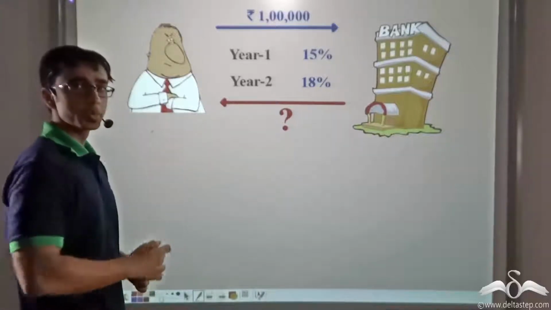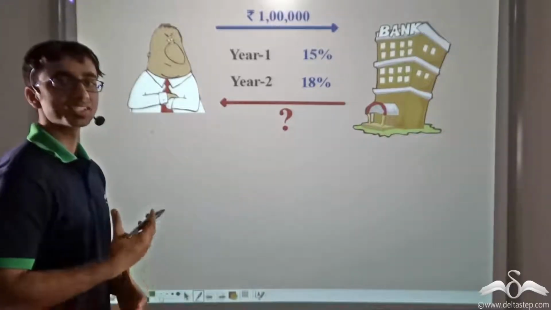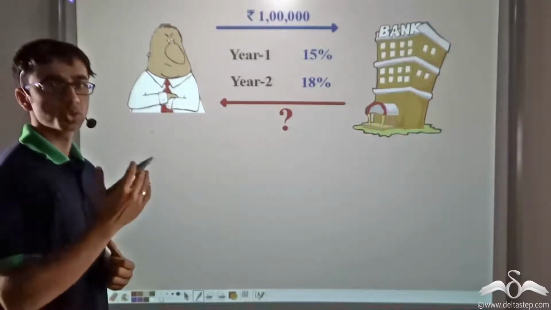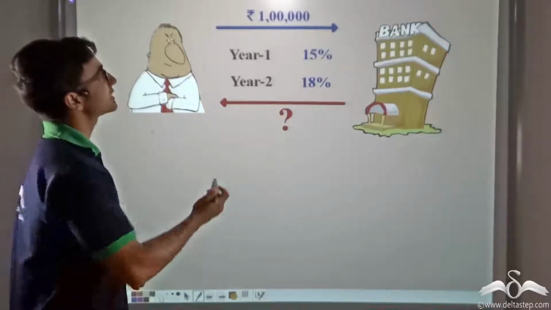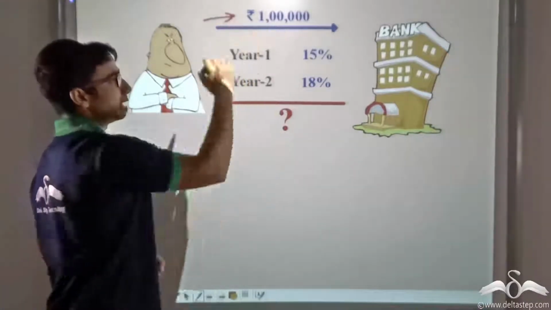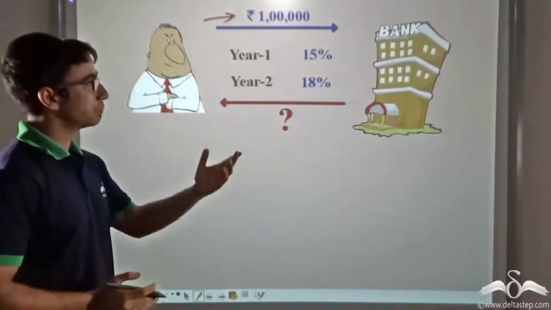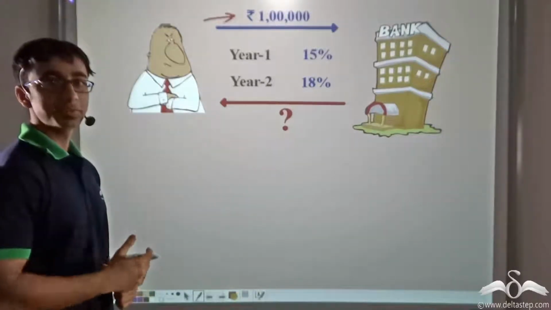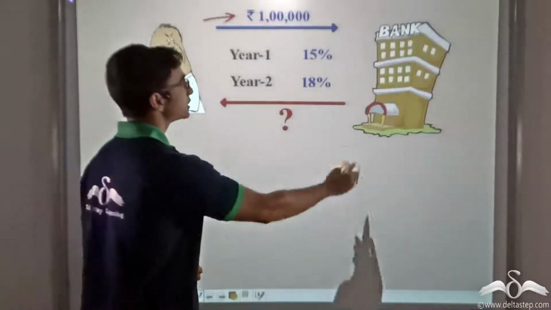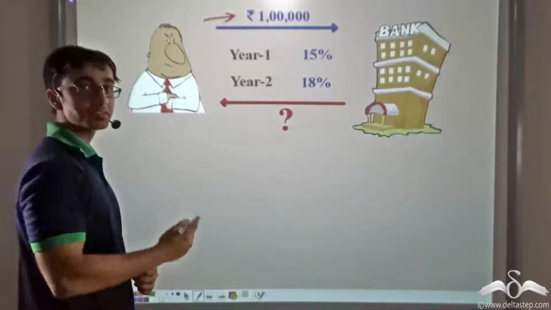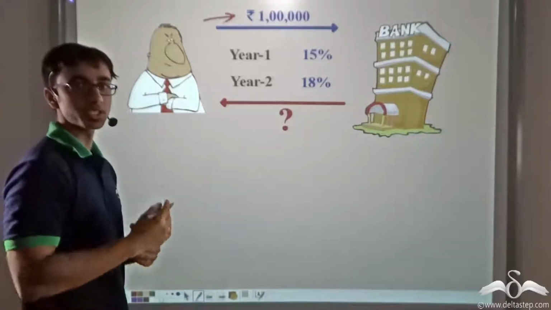Over here, we find Sudhir is investing a certain amount of money in a bank because Sudhir was not a very shrewd businessman. So he has invested rupees 1 lakh in the bank, and the bank has given him a certain advantage. The bank told Sudhir that they will be willing to hike up the rate of interest from the first year to the second year if Sudhir keeps his money for 2 years.